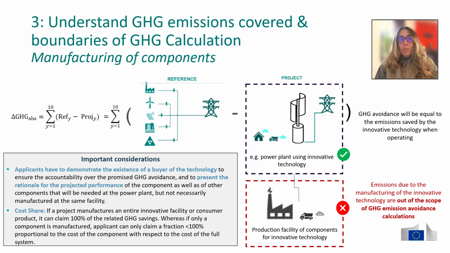To give an example of emissions that are excluded from the boundaries of GHG calculations, for all projects involving the manufacturing of innovative components, the methodology considers that the reductions will occur not during manufacturing, but in the use of their technology. As such, the calculation is not focused on the emissions occurring at the applicant's facility, but the emissions occurring at the operator's facility. So for this reason, there are some extra requirements for such projects to ensure that the estimated reductions will actually be delivered.